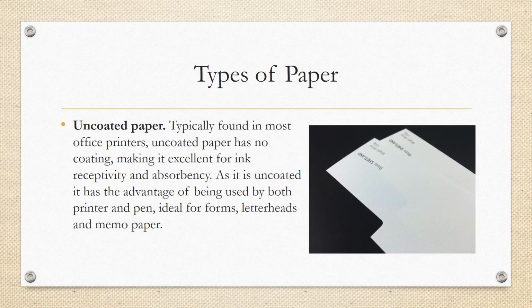Next is uncoated paper. Typically found in most office printers, uncoated paper has no coating, making it excellent for ink receptivity and absorbency. As it is uncoated, it has the advantage of being used for both printer and pen, ideal for forms, letterhead, and memo paper.